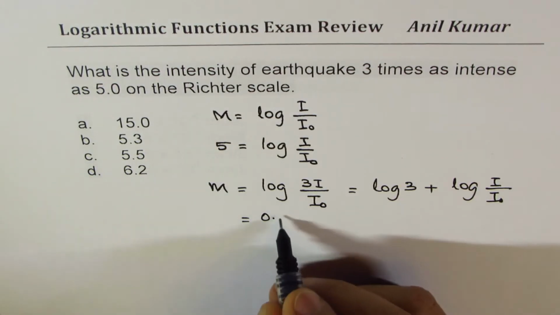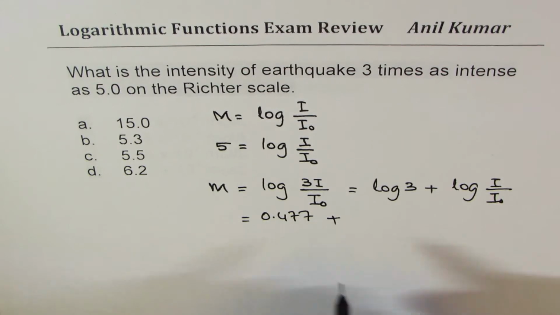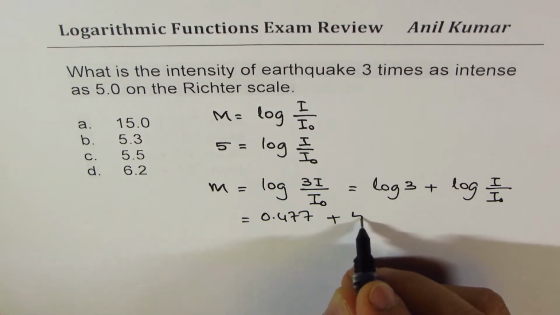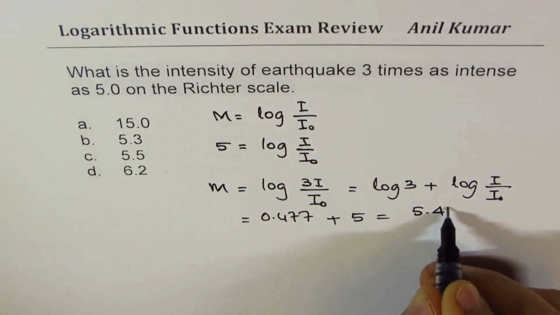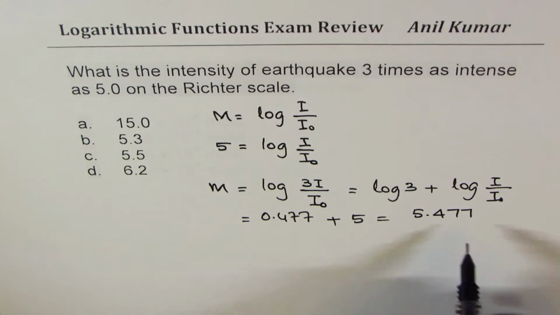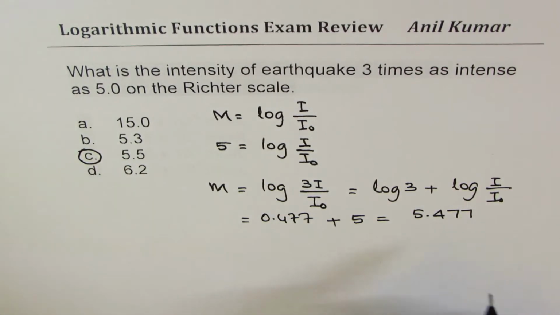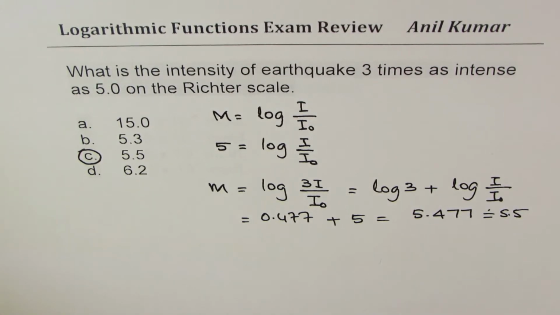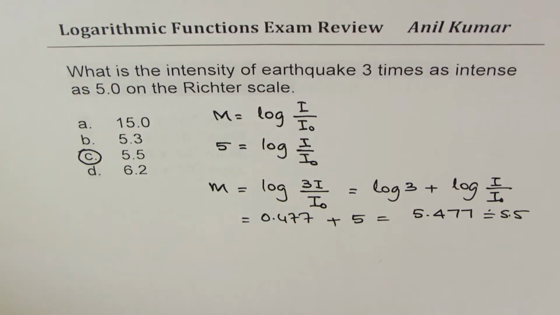So 0.477 is log of 3, plus log of I over I0, which we already have here as 5, right? So we can round this to 5.477. The closest answer is 5.5. I think we can round it to 5.5. Okay, so that's okay. So 5.5 is 3 times as intense as 5. So I hope that concept is clear to you.